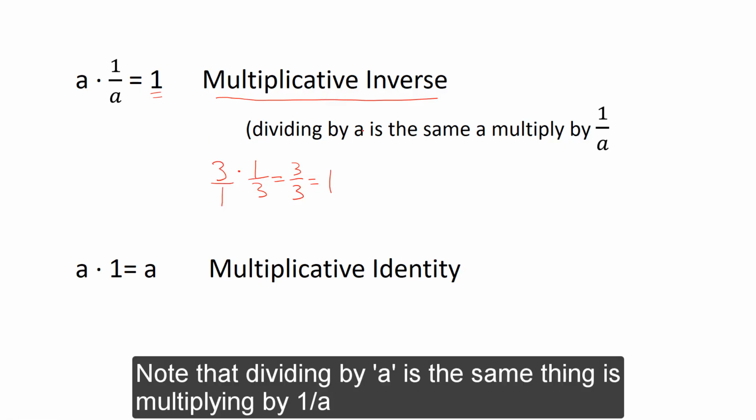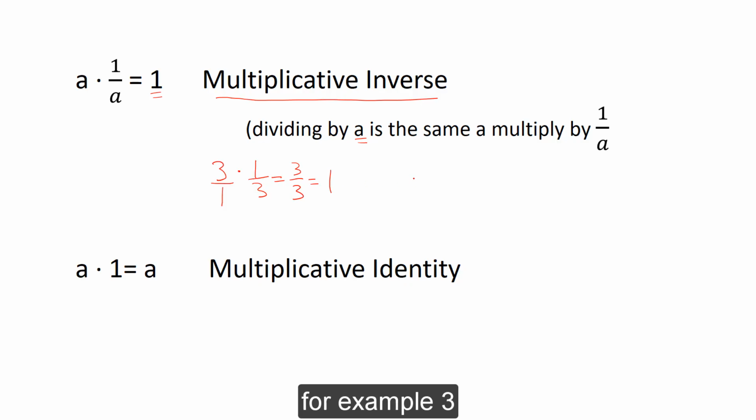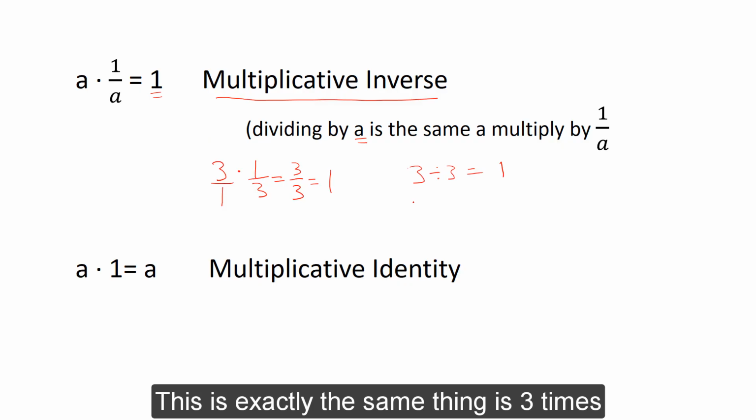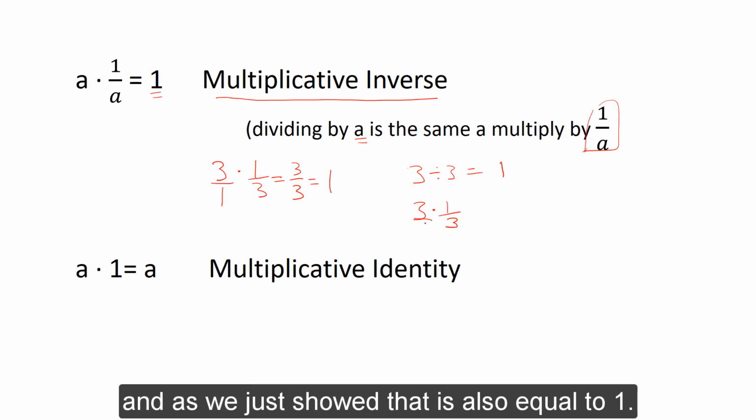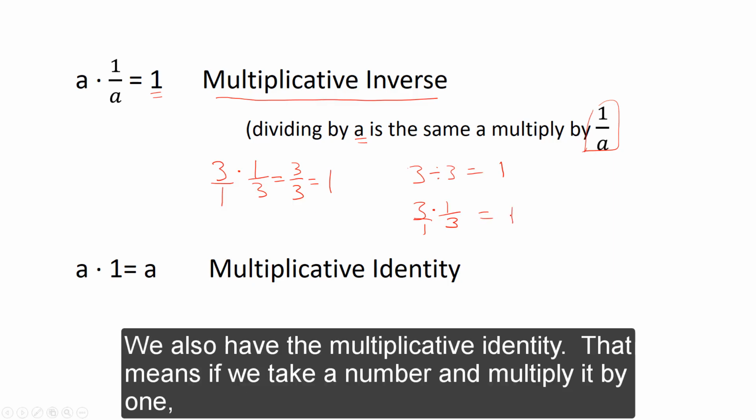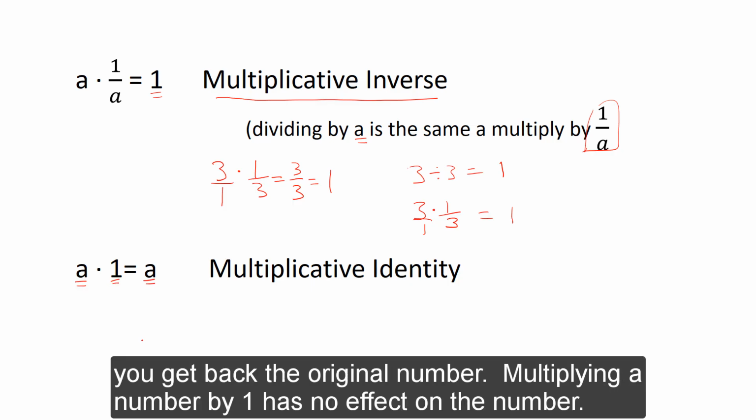Dividing by a is the same thing as multiplying by 1 over a. For example, 3 divided by 3 is equal to 1, which is exactly the same thing as 3 times 1 over 3, and as we just showed, that is also equal to 1. Then we have the multiplicative identity: if we take a number and multiply it by 1, we get back that original number. So multiplying by 1 has no effect.